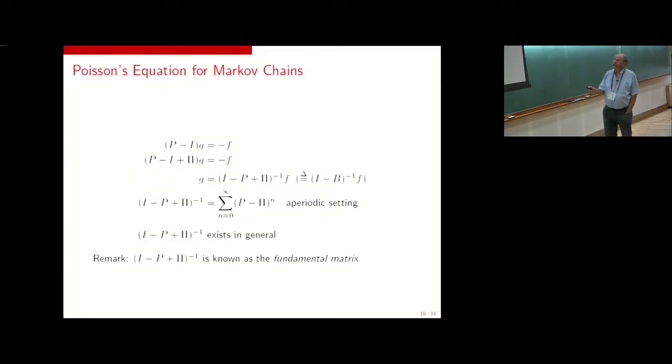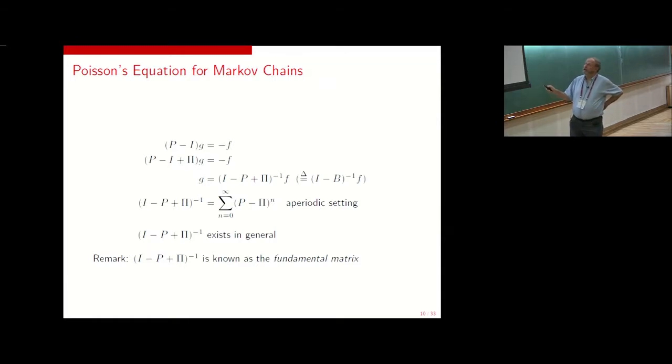All right, so now again, let's go back up to this linear system, P minus the identity times G equal to minus F. And I claim that if I can find a solution G to this modified linear system here, it will necessarily satisfy Poisson's equation. Now let's see why that's the case. Capital Pi, by the way, is the matrix in which all of the rows are equal to the equilibrium row vector little pi.